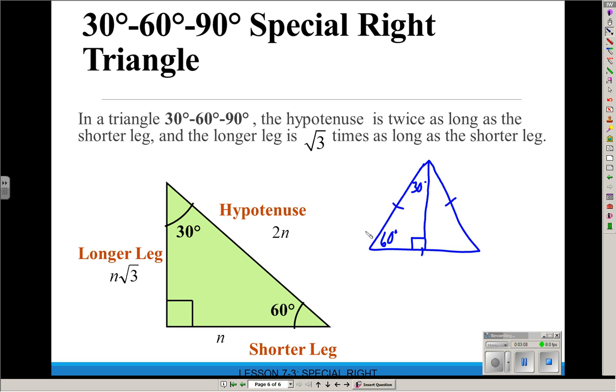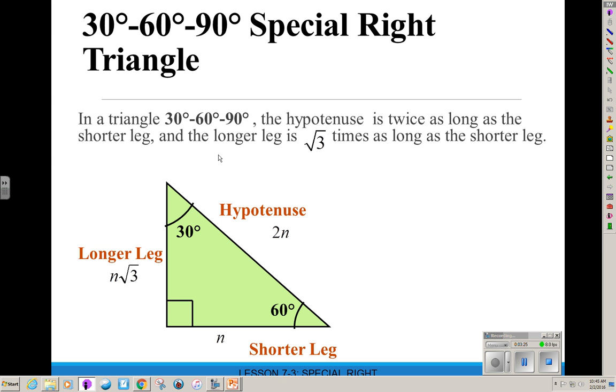The hypotenuse is still the same side length that it was in the triangle. This leg down here has been cut in half. And then the altitude is a different length altogether. So what we end up having is that the hypotenuse is 2 times the short leg. It's twice as long as the short leg. And the long leg is the square root of 3 times the short leg.